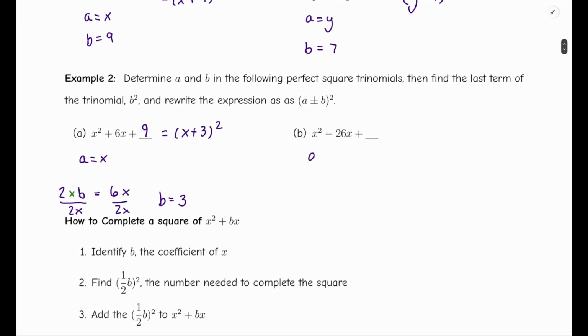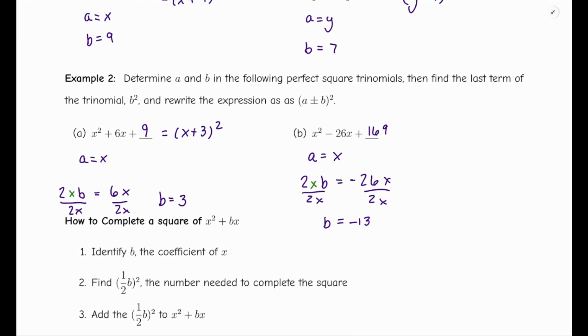Same thing here. We have a is equal to x, and then we get 2ab is equal to negative 26x. Again, that a is x, so I'm just going to replace it with x. Divide by 2x, divide by 2x. B is equal to negative 13. So again, I could have just taken half of the 26 to begin with. 13 squared is 169.